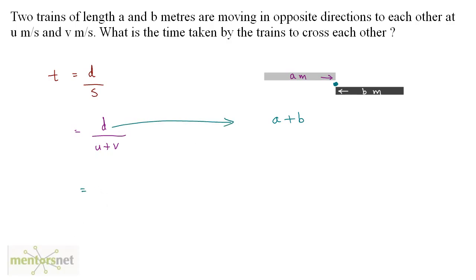So basically we have just found out a formula for calculating time, which is equal to the distance of both the trains added, A plus B, divided by the relative speed, U plus V. Now this is the formula that is effective only when you have two trains whose lengths are A and B meters and these are traveling in opposite directions, right?